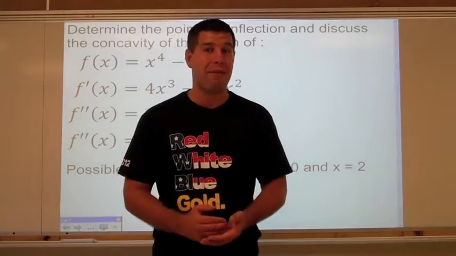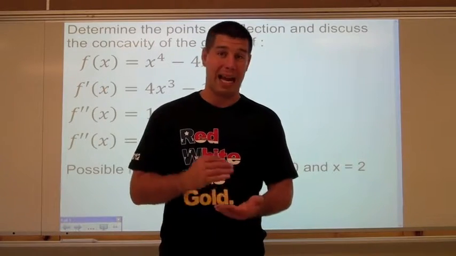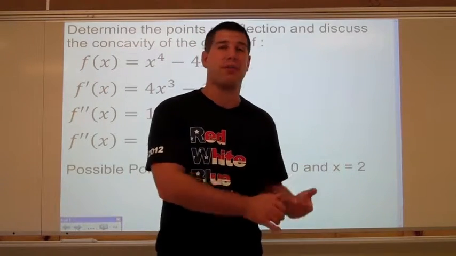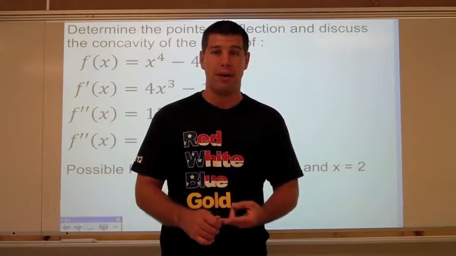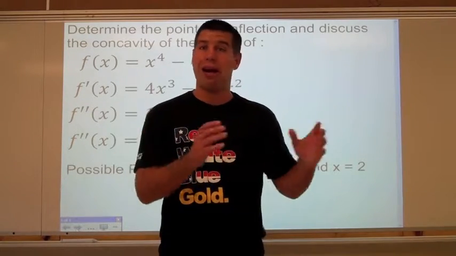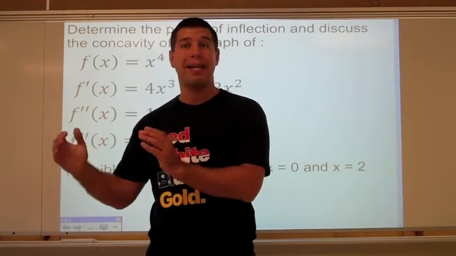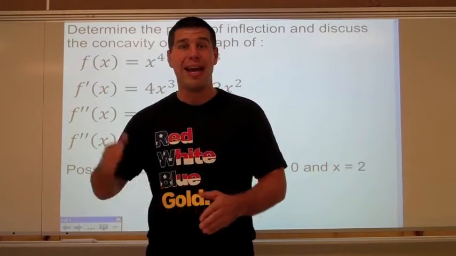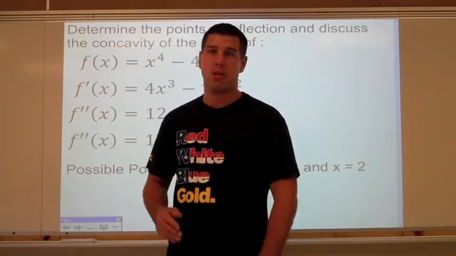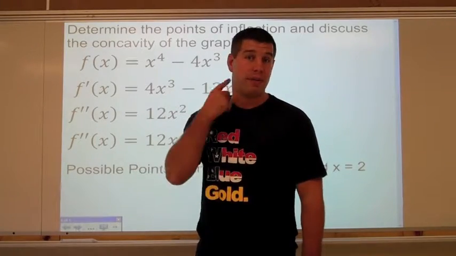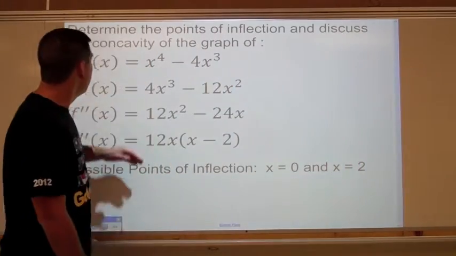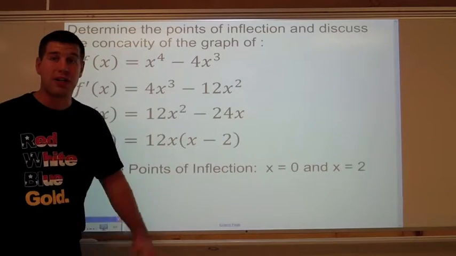To find concavity, you want to find the second derivative and find out where that second derivative equals 0 or is undefined. And then before and after those points, each of those intervals will have the same concavity. The only time it can change is at one of these x values where the second derivative equals 0. So f of x equals x to the fourth minus 4x cubed.